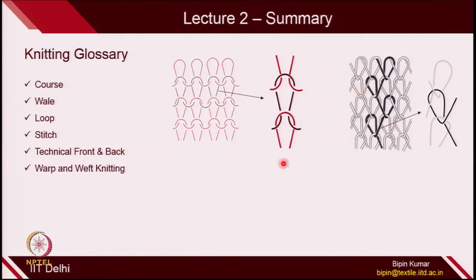And the loop network, you can see, looks quite stable in weft knitting, but if you see the loop architecture in warp knitting, it is completely different because of the nature of intermeshing.